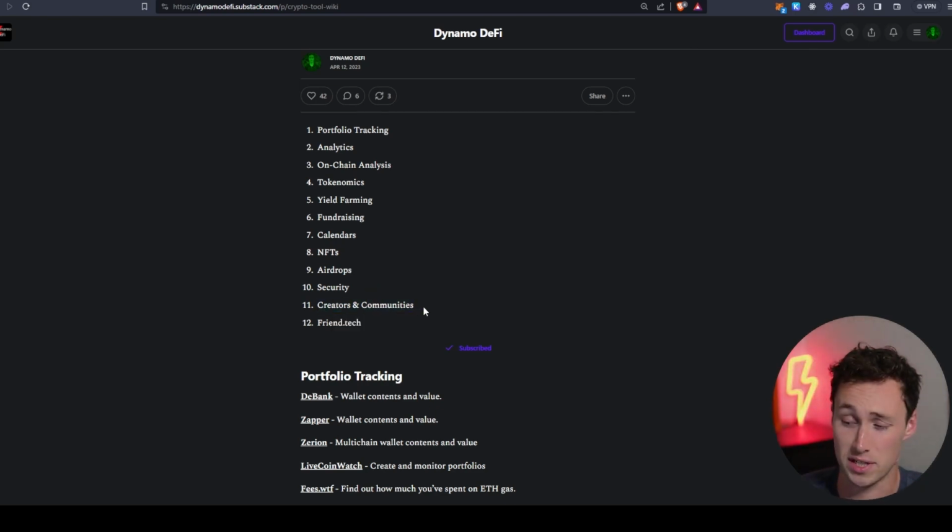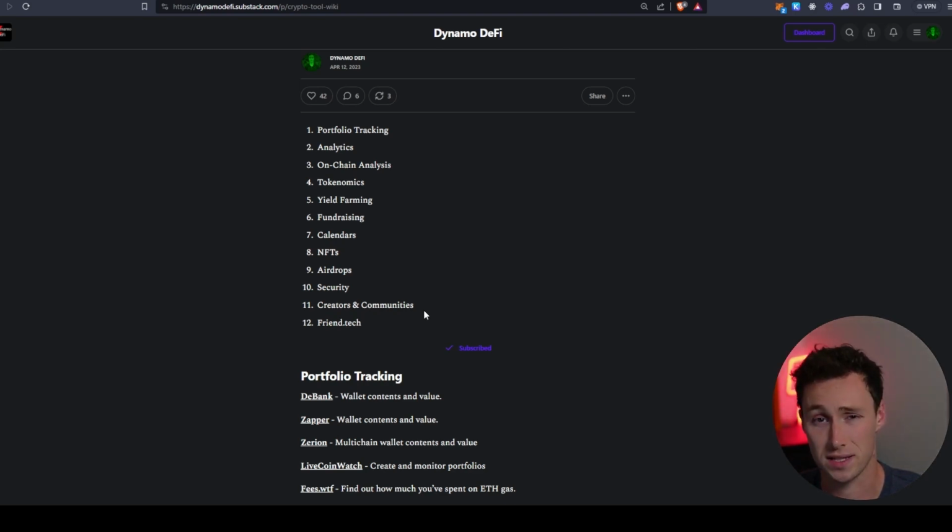New section I added recently for creators and communities. What this is basically, tools where if you, for example, are starting an NFT project or you're starting a crypto community, you can use some of these tools to set up quests to keep the community engaged, or you can use it to link NFTs to Discords, all sorts of stuff like that. And then I have tools related to FriendTech, the new SocialFi application.